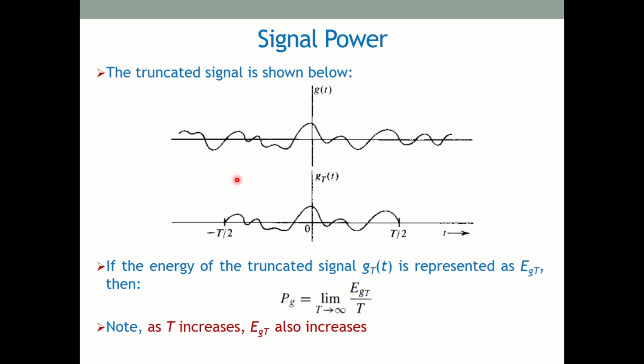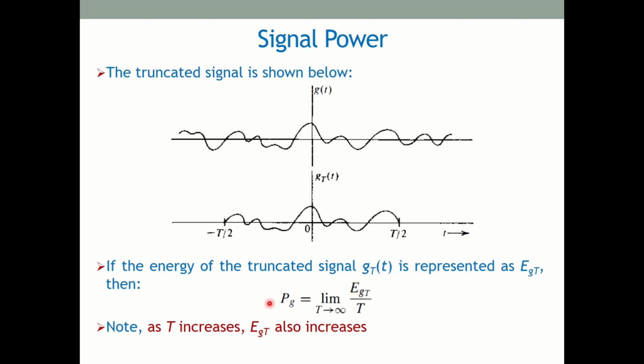This can be visualized by an example plot. This is g(t), the time is minus T/2 to T/2. This is the truncated version g_T(t). Within these limits both of them are equal. Outside these limits, the truncated one is 0. Since this signal is finite, we can find its energy, which is represented by E_gT.